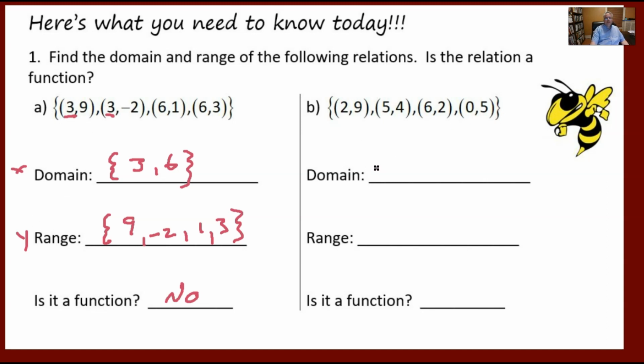All right, let's take a look at this one. The domain is a set of x values. So we have 2, 5, 6, and 0. When we list the elements of a set, they don't have to be in any particular order, so it's okay that they're not in order. The range would be the set of y values. So we have a 9, a 4, a 2, and a 5. I believe this one is a function because every input gets used only once. Every input only has one output, so this one's a yes.